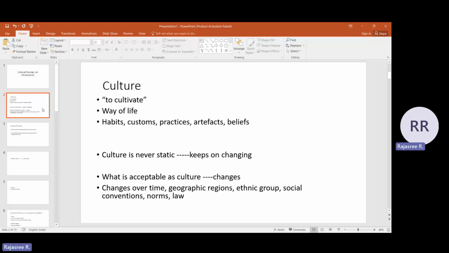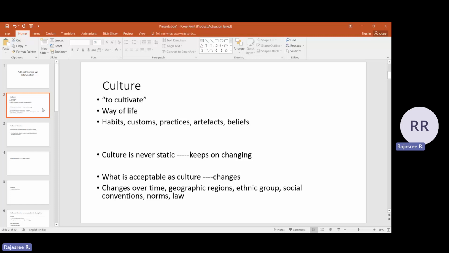So this is something that changes with time. Culture as such is never static. It keeps on changing. Culture is never stable. And often we can see that culture is a contested field. Why culture keeps changing is that we tend to give new meanings, we interpret, we evolve. Men evolve. So our concepts, our perspectives, everything changes with time.